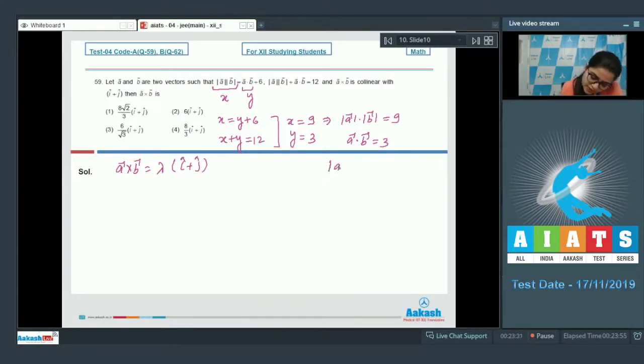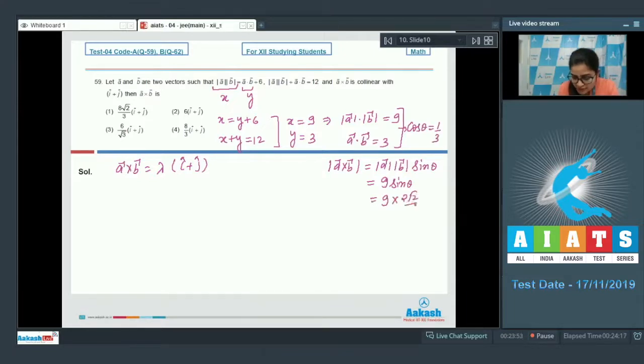Now the modulus of A vector cross B vector is mod of A vector times mod of B vector times sine theta. So from here you can say this is 9 times sine theta, and from both equations you can calculate cos theta, that is equal to 1 by 3. So from here you can say 9 times sine theta is your 2 root 2 by 3 times 9, which is equal to 6 root 2.